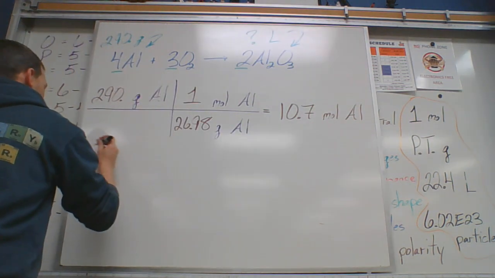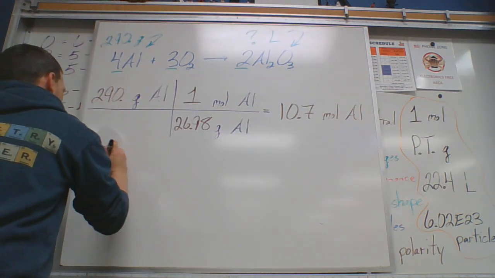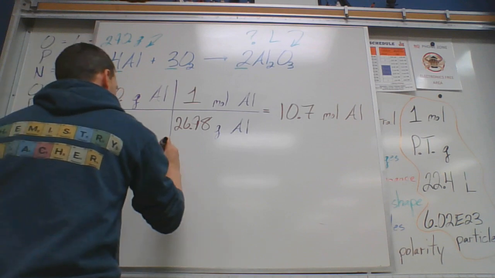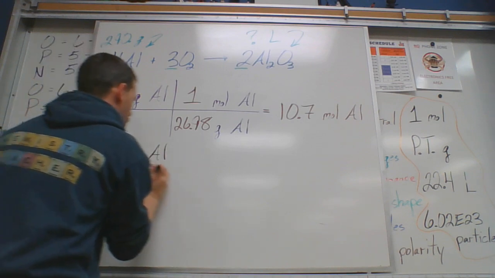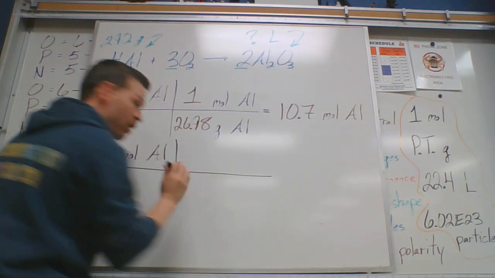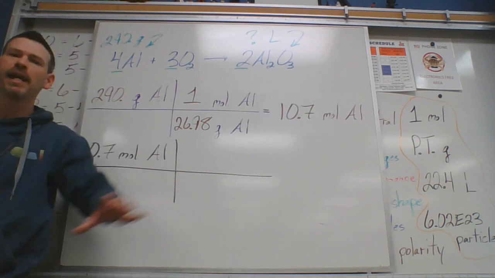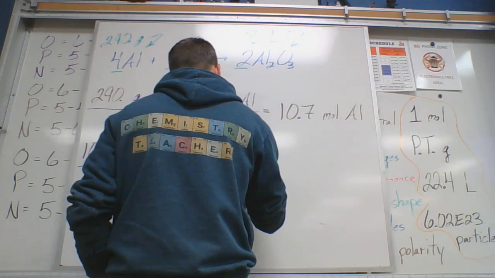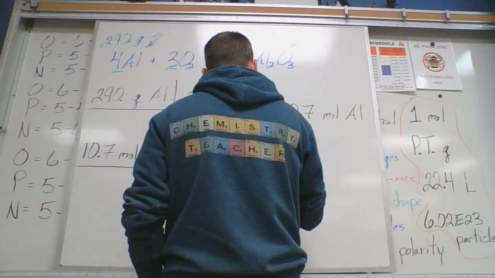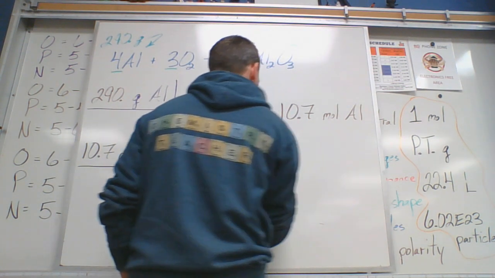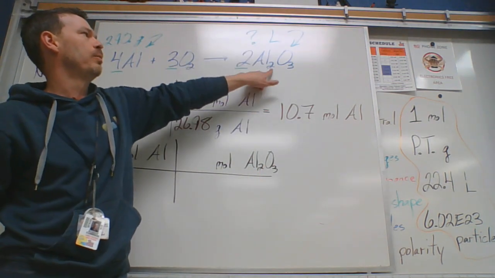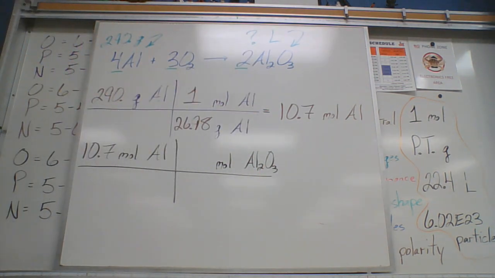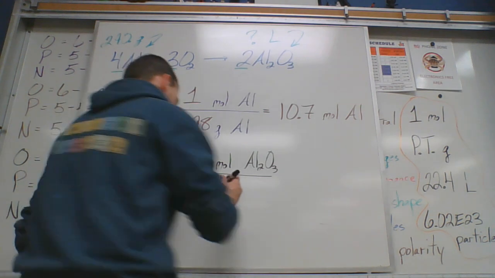So let's take the 10.7 moles of aluminum. And we can now cross the reaction and go to a brand new substance, moles of known to moles of what it's asking for. All right, and look, it's asking for aluminum oxide. Drag the diagonal.